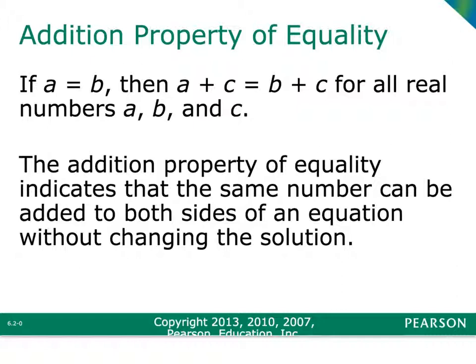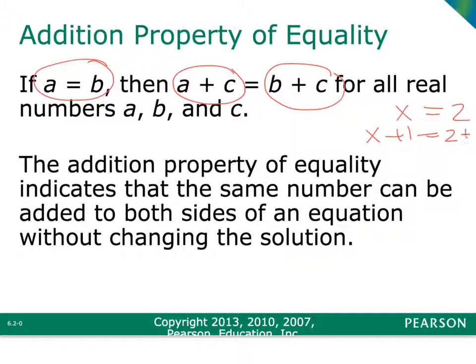There's going to be four main procedures that you can use when solving. The first one is the addition property of equality. This just says if you have two numbers that are equal, let's just say A is equal to B, then you are allowed to add any number you want as long as you add the same number to both sides of the equation. So if A is equal to B, then A plus C is equal to B plus C. So for example, let's say that X is equal to 2, then X plus 1 is equal to 2 plus 1.